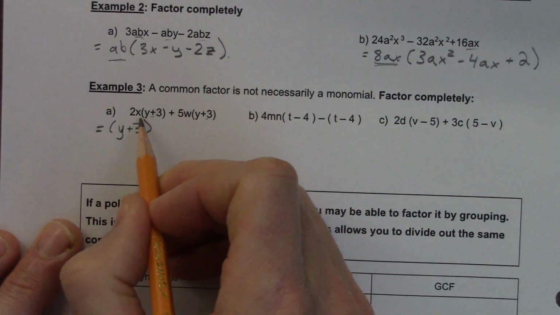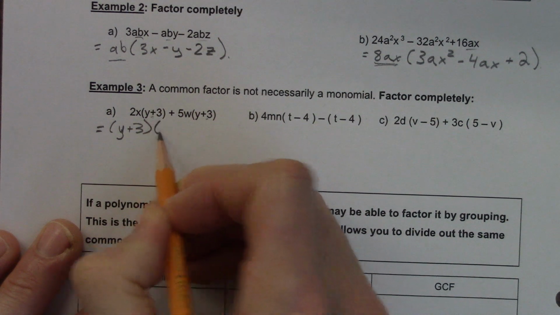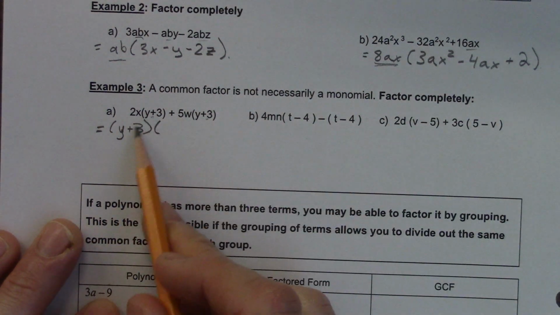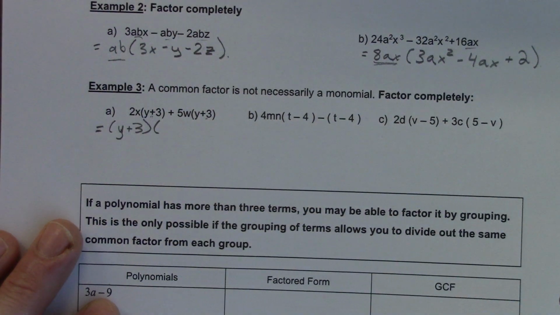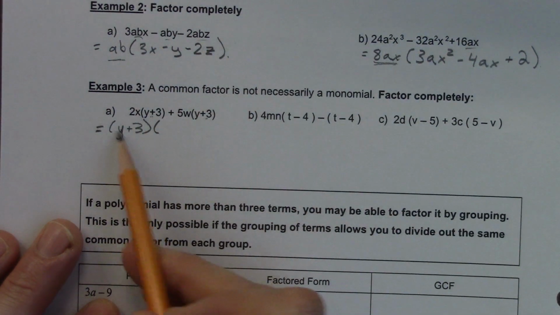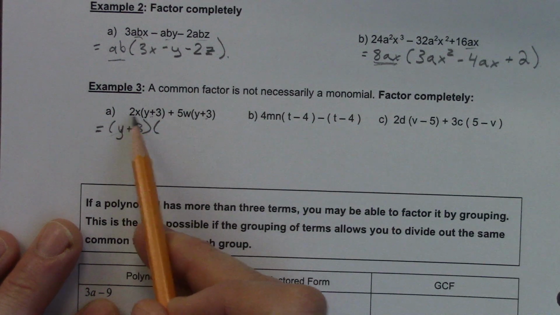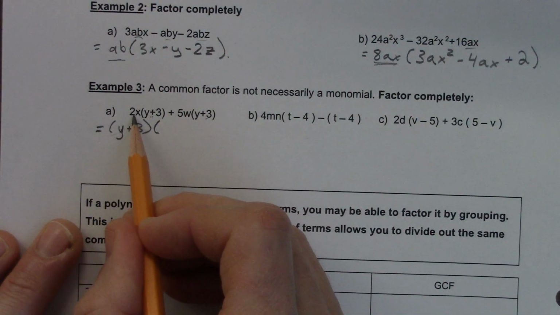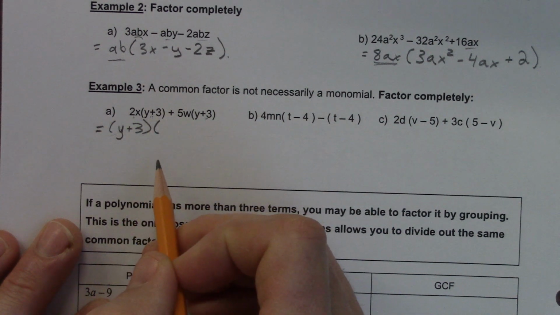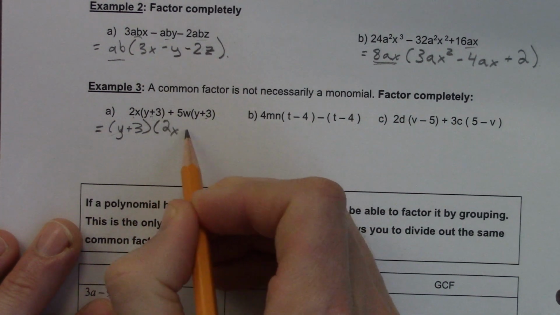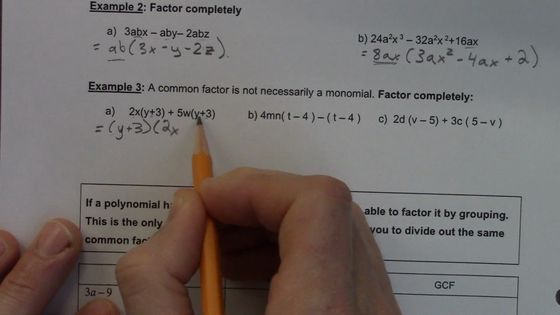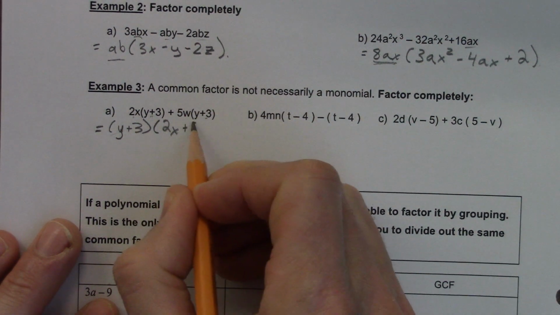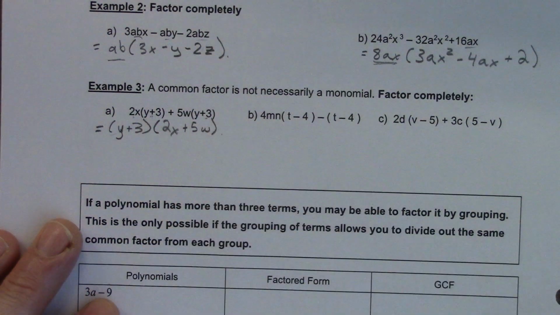So now, Josiah, if you divide both terms by y plus 3, what are you left with? This divided by y plus 3. What do you get? These are going to cancel, right? So what do you get? 2x. Right, 2x. And then, when you divide this by y plus 3, you get 5w. Yeah, 5 plus 5w. Okay?